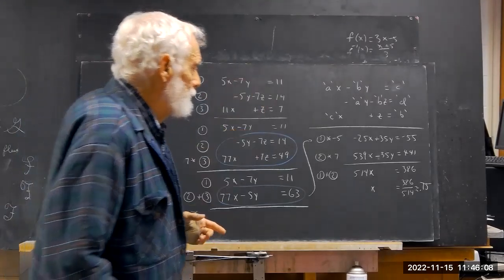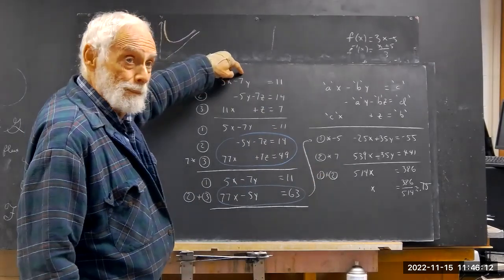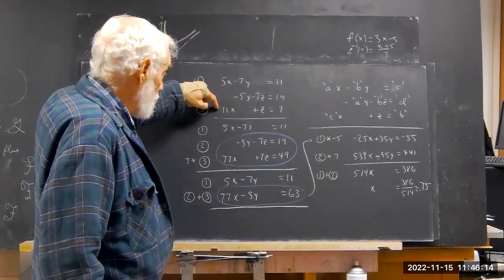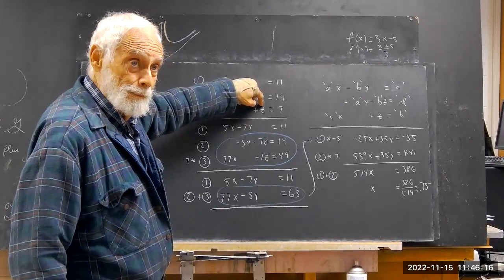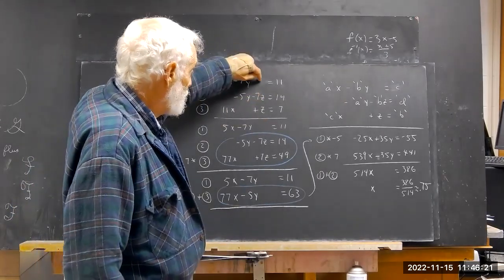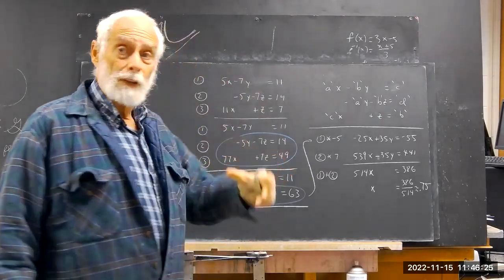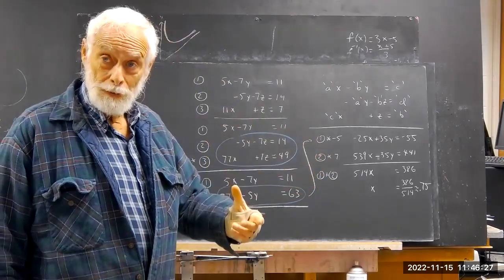If possible, I can take this back to an original equation and solve for Y. I can plug my value of X in here and solve for Z. That's not always going to be possible. If this had a Y and a Z in it, and this had a Y and a Z in it, then I wouldn't be able to immediately solve for Y or for Z.